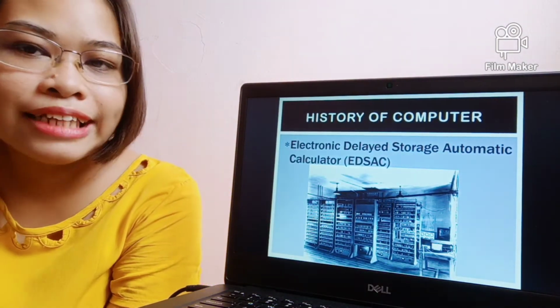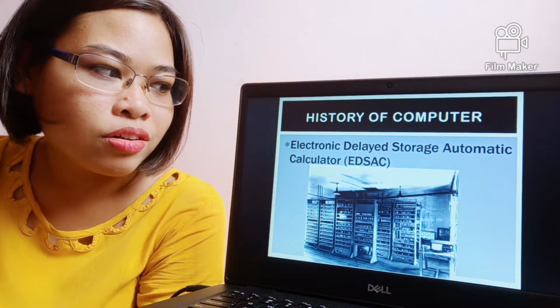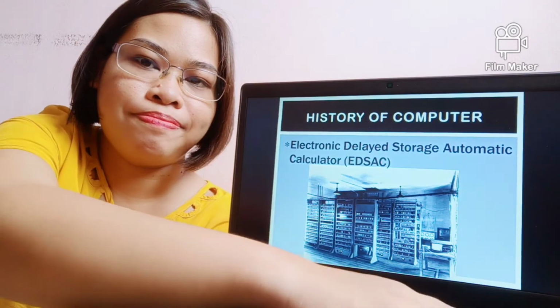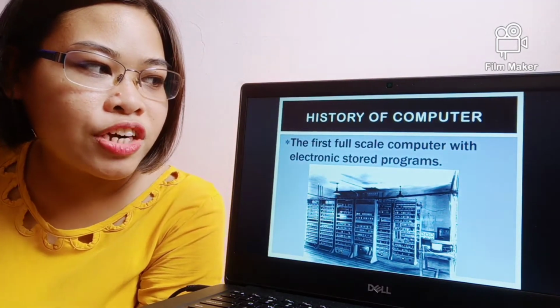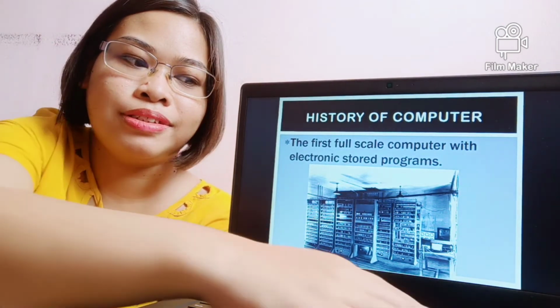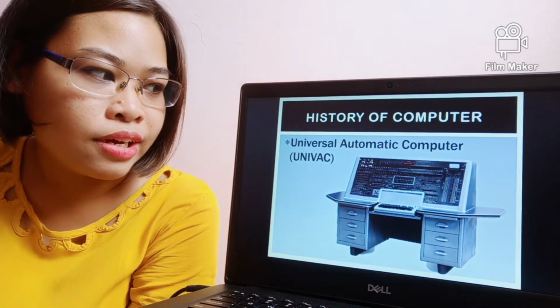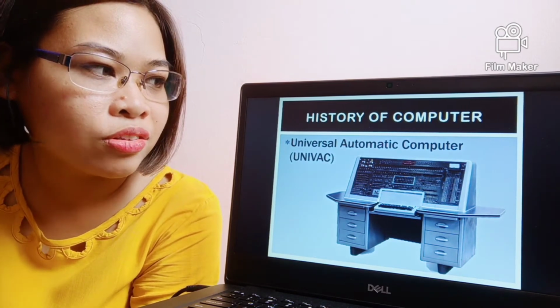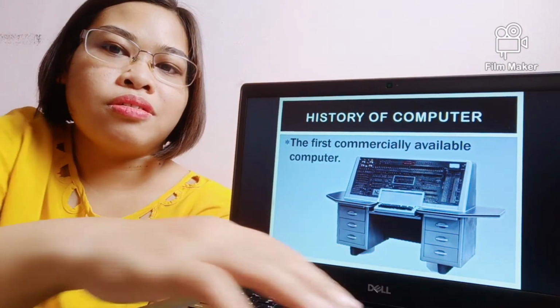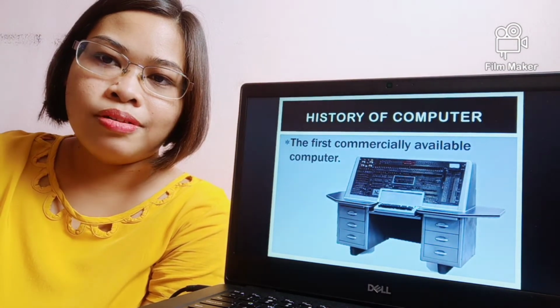Next is the EDSAC, or the Electronic Delay Storage Automatic Calculator. It is the first full-scale computer with electronic stored programs. And the last but not the least is the UNIVAC. This is the Universal Automatic Computer, the first commercially available computer.